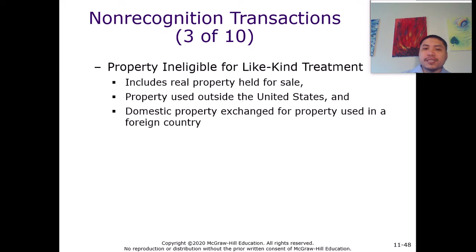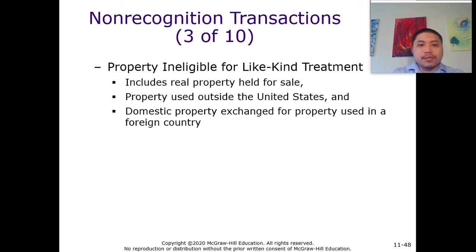The second case is you cannot use a property that is outside of the U.S. to be treated as like-kind property. So an exchange between a piece of property in the U.S. and a piece of property in, say, the Bahamas, that exchange cannot be considered a like-kind exchange, because the piece of land in the Bahamas doesn't meet the requirement of a like-kind exchange.